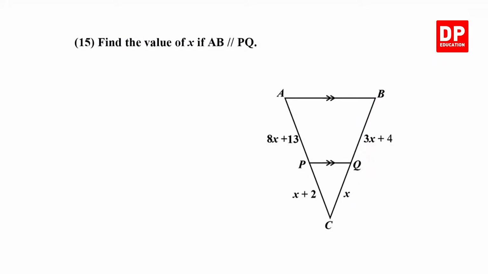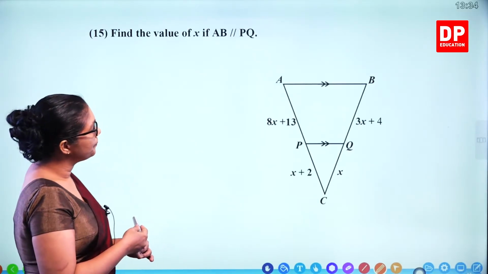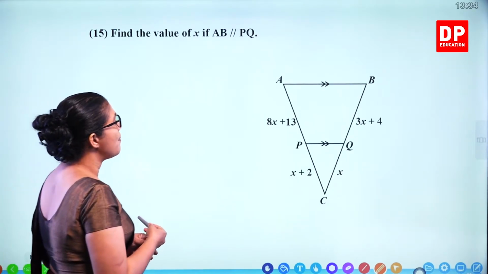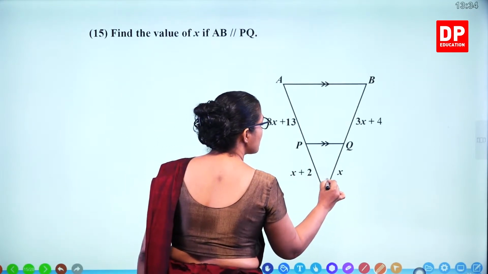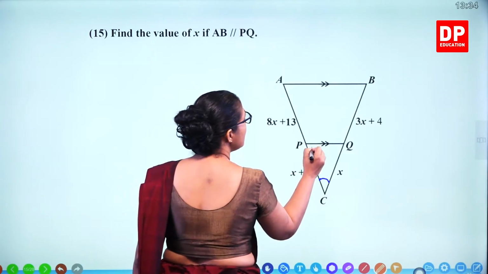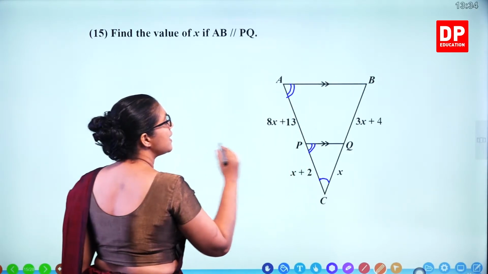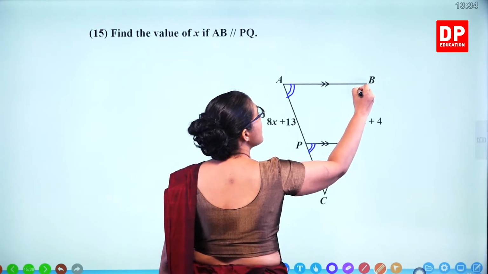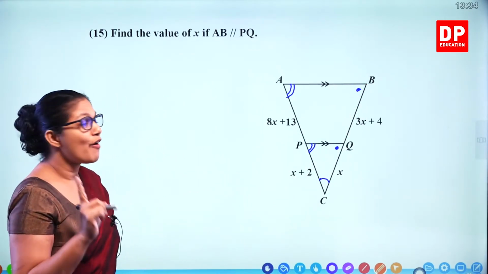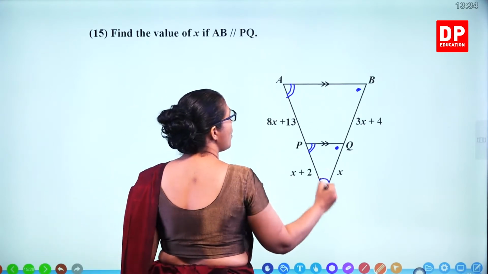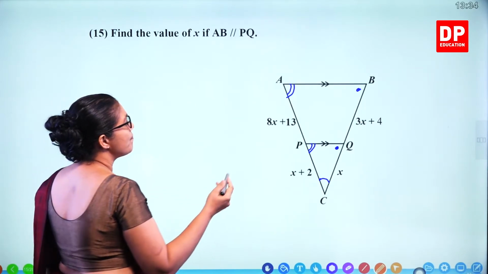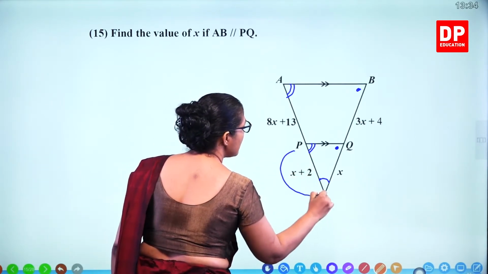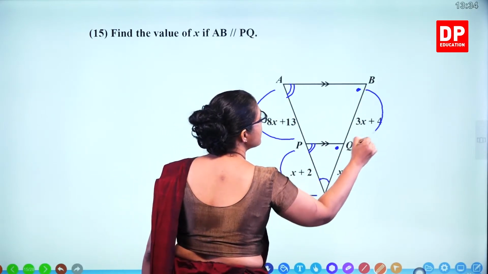Question number 15. Find the value of x if AB is parallel to PQ. What can you say about these two triangles, the smaller one and the bigger one? Equiangular triangles. So this angle is common. This angle is the same as this angle. Not alternate angles, corresponding angles, because these two are parallel. Corresponding angles are equal.